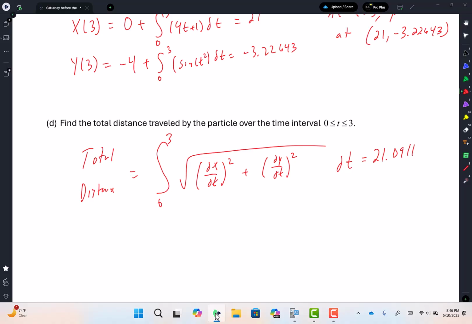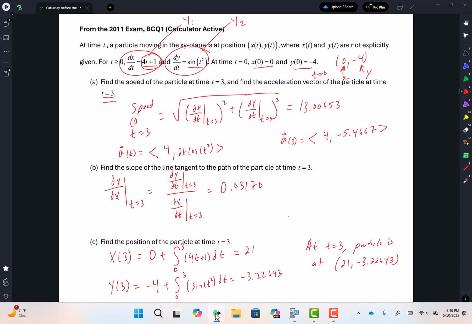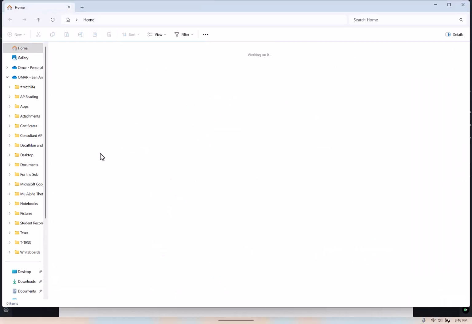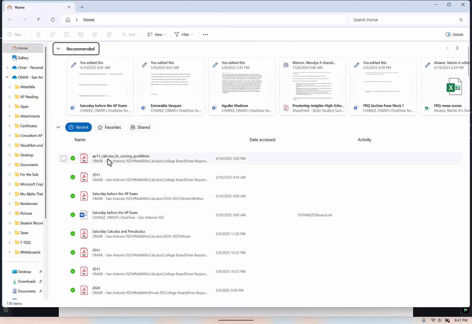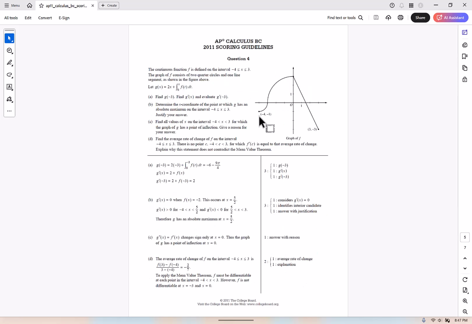21.0911. And is that it for this question? All right, guys, so let's look at this BC question 1 and see how we did. So let me take out the scoring guidelines. I think I was just looking at them earlier. Yeah, here it is. And let's see what it says.